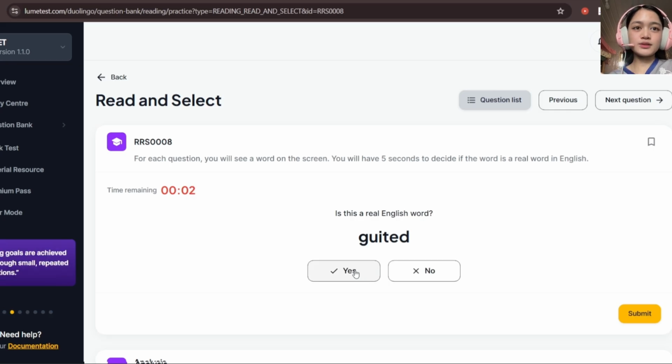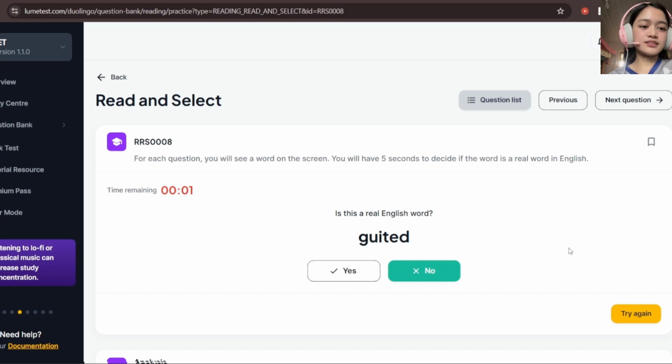Example is this word. It looks like an English word, but it's not. It's like, for example, look at this word. Guided. At first glance, it may look like a real word because it resembles words such as guide or guided. However, guided is not an English word. The actual word is guided. So the test often uses fake words that closely resemble real vocabulary. So paying attention to spelling is extremely important.